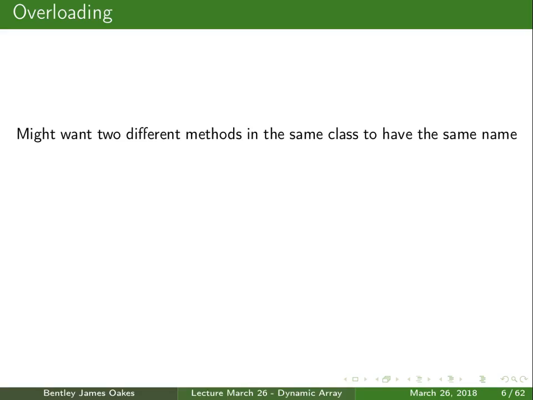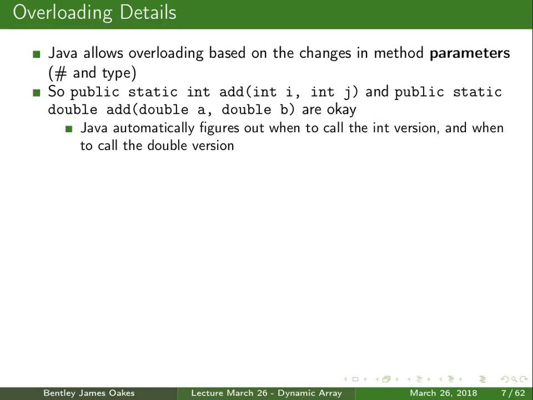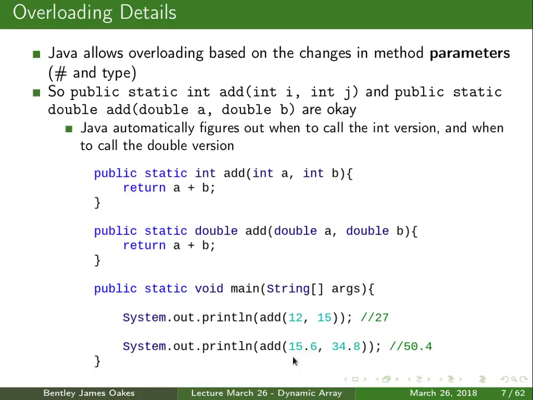Okay, so just to recap, we talked about overloading a little bit, which is where we might want to have two different methods in the same class, and they have the same name, and the rule is they have to have different parameters. So for example, why would you want this? You might want this depending on the method's types to change the algorithm, or where we usually use it is for different constructors. So I showed you this before.